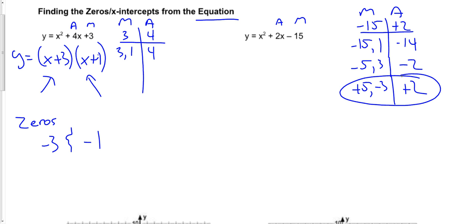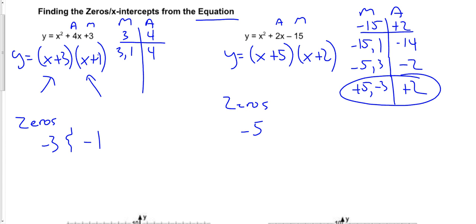So in this instance, my factored form of this quadratic equation is going to be x plus 5 times x plus 2. My zeros for x are going to be the same number that's in the binomial, just with the opposite sign. So my zeros are actually going to be negative 5 and negative 2.